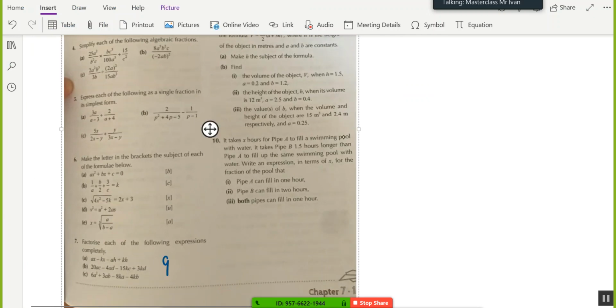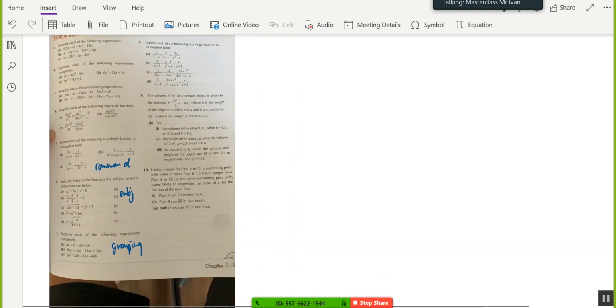Number 7, grouping. Make the subject. Common denominator. You try first today. After this, go and try first. Don't know, text me. Okay, bye.